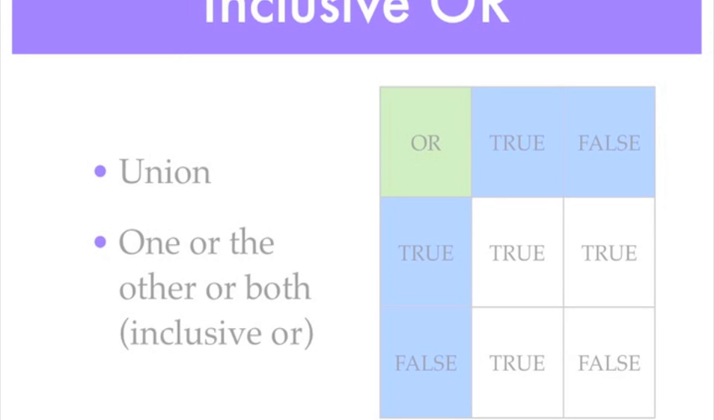The or in Java, the inclusive or, is the union. It is one or the other or both. That's our inclusive or. So if I have both conditions true or one of the conditions true, I evaluate to true. If both of the conditions are false, I evaluate to false.